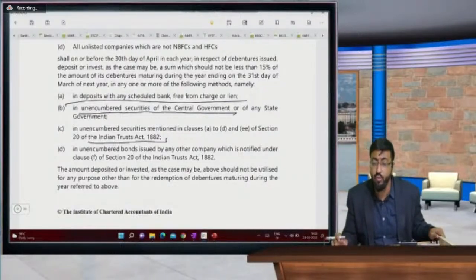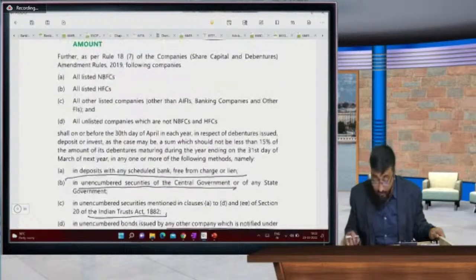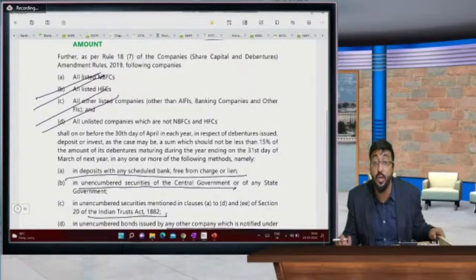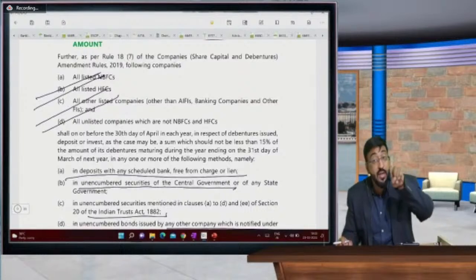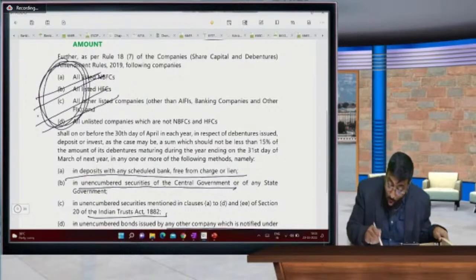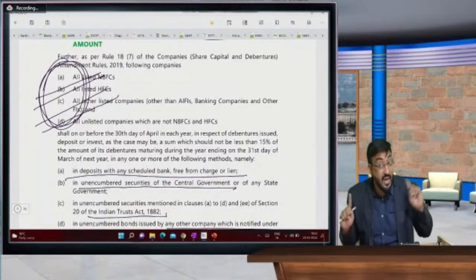Those who are going to follow it. Okay. And unencumbered securities by any other company. And see, this is applicable to all. This is applicable not only to unlisted company. So DRR 10% is only for unlisted company other than NBFCs. But DRR investment is applicable to all. So every company, whether listed or unlisted, they have to invest. But DRR is created only by unlisted companies. So that is the basic difference.